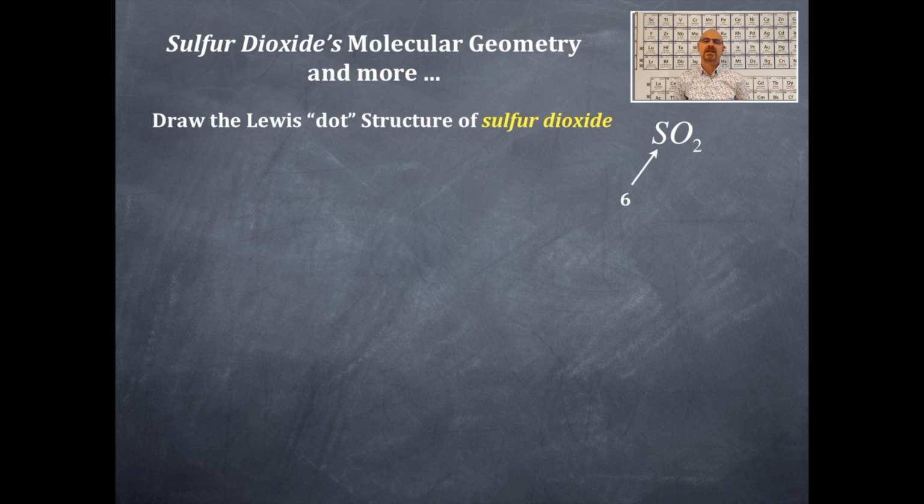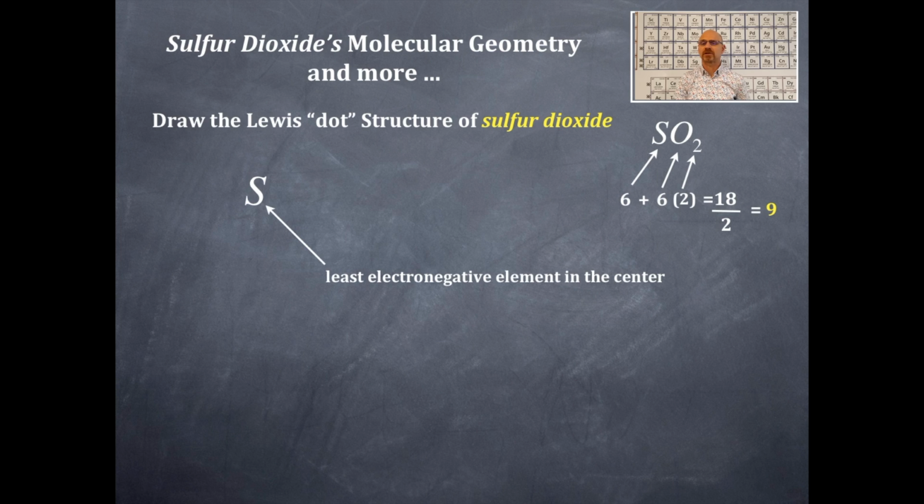That is 6 valence electrons in sulfur, 6 valence electrons in oxygen because they're in the same group. There are 2 oxygens. We're going to add these up and get the total number of electrons, which is 18. We're going to divide that by 2 and get the pairs of electrons. How many pairs of electrons do we have? 9. The least electronegative element goes in the middle, and that is certainly the sulfur.